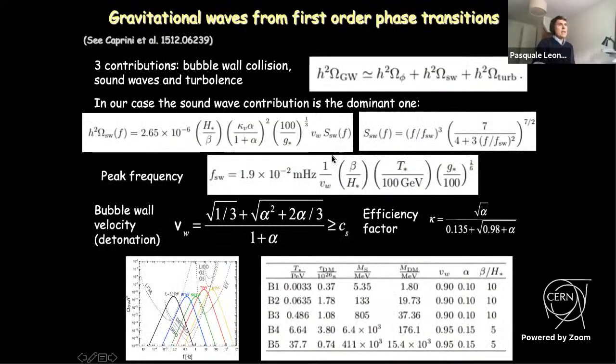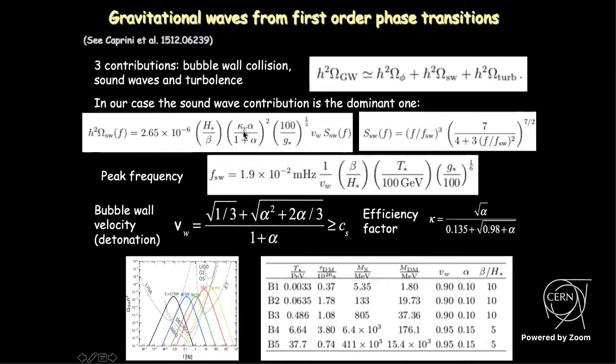Usually, as I said, there are numerical simulations and there are numerical fits. This is one fit we adopted that is now a little bit old, but there have been many developments. I have to warn you that there are many corrections and fast developments in this field. So let me say that anyway, the spectrum will depend on these fundamental parameters, beta over H star and alpha.